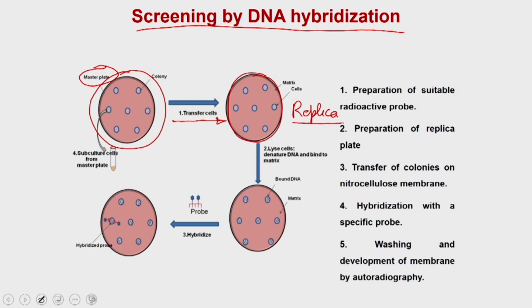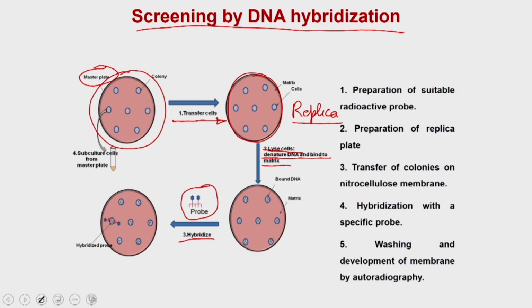Then once you have the clones on the membrane, you will lyse the bacteria, denature the DNA, and then allow this DNA to bind to the membrane, and there are many steps which you have to do. And then you will prepare the probe and allow it to incubate with the DNA which is present inside these cells, and then you will do the hybridization.